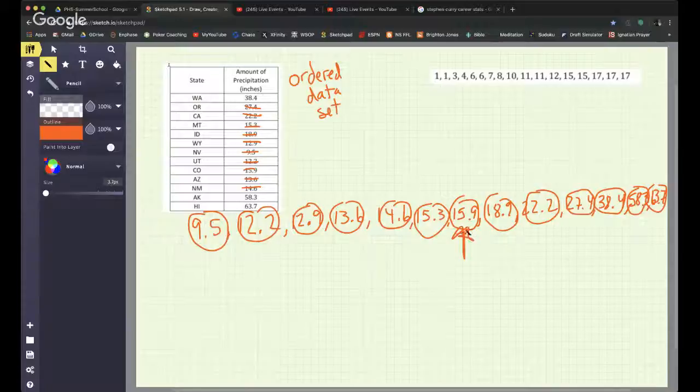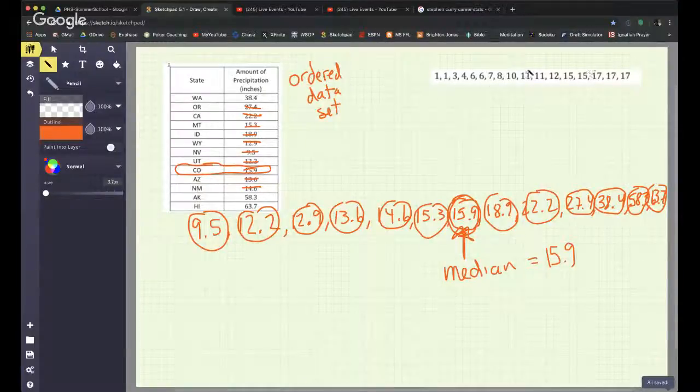This is the median, because it's the middle. We have 1, 2, 3, 4, 5, 6, 7, 8, 9, 10, 11, 12, 13. We have 13 numbers, so the median is the middle number. So the median is 15.9. And so the median is this one, Colorado. It was 15.9. Okay, let's look up here on this top data set.